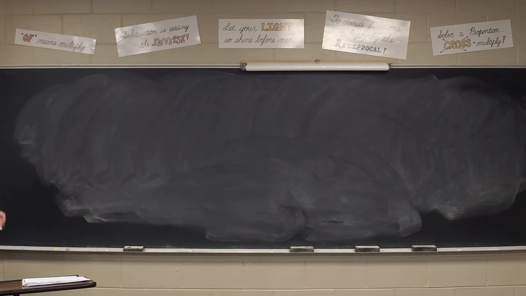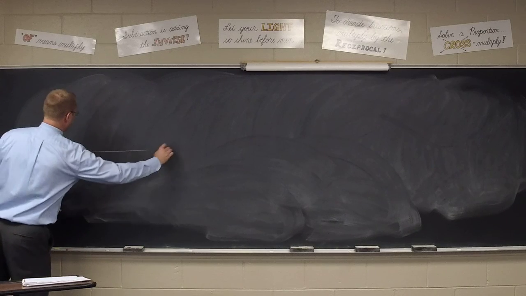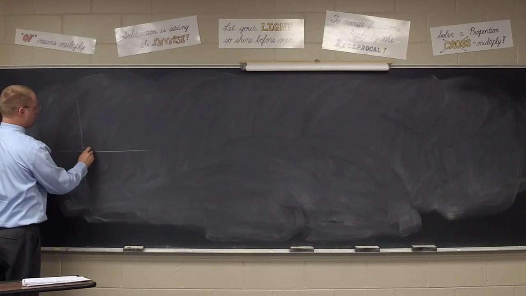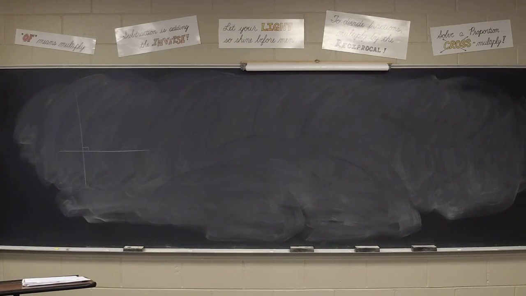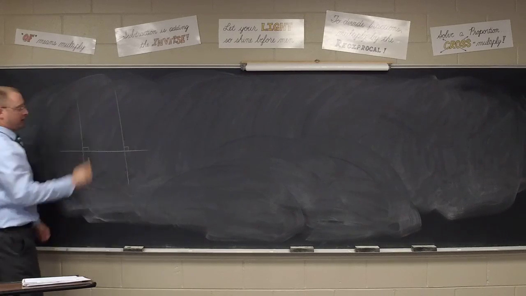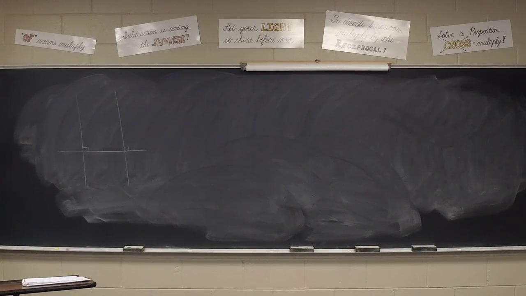Lines perpendicular to the same line are parallel to each other. For sake of time, we won't do the proof, but I do want to talk through the proof. Let's suppose that's a perpendicular. And let's suppose this is also a perpendicular. I want to prove those two lines are parallel. Now, they look parallel, don't they? But that's not good enough, right? We'd have to prove they are.